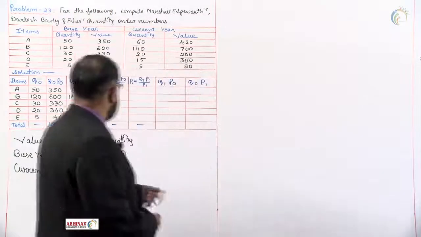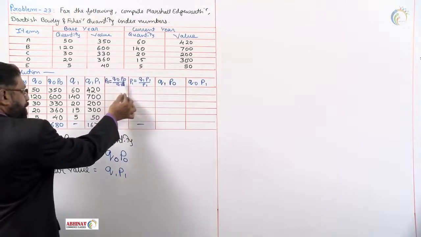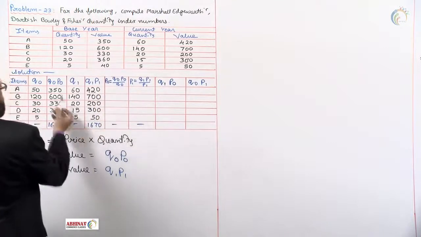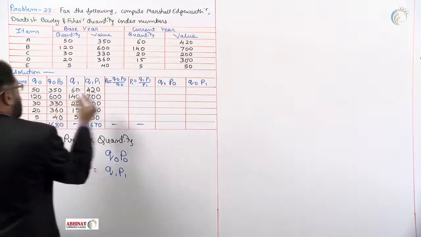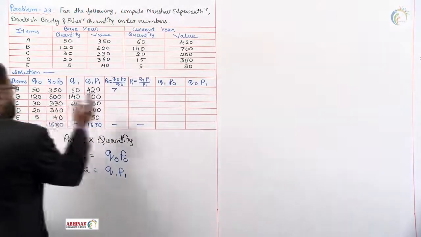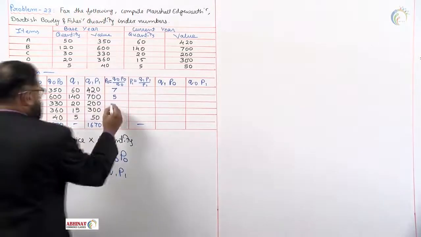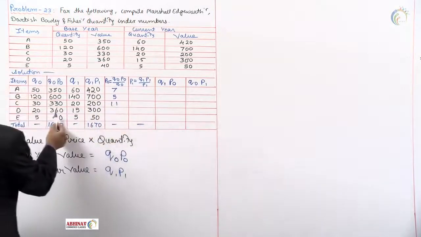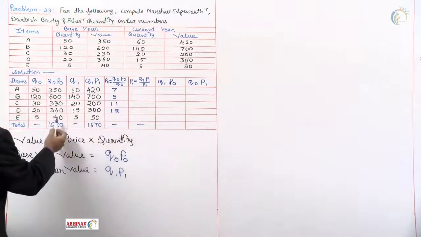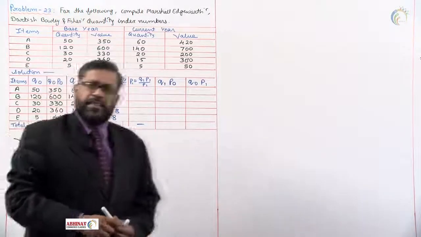Let us first calculate P0. How to find P0? Value of the base year divided by the available thing, quantity of the base year. Let's see, 350 divided by 50, that's going to be 7. 600 divided by 120, 5. 330 divided by 30, 11. 360 divided by 20, 18. 40 divided by 5 is 8. This is the price of the base year.